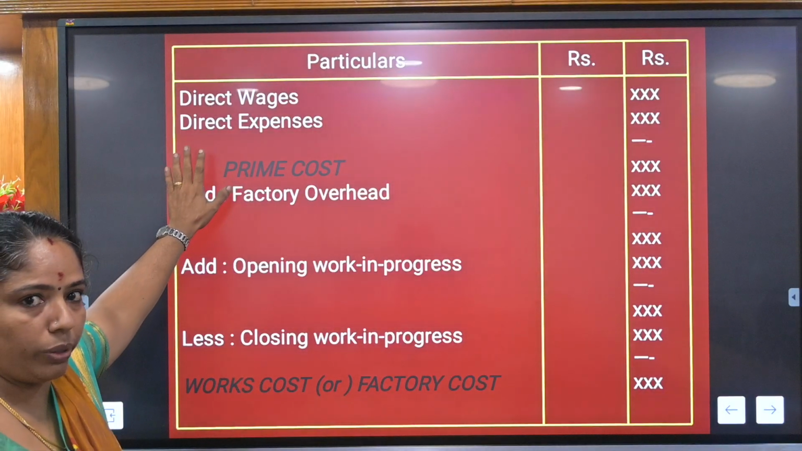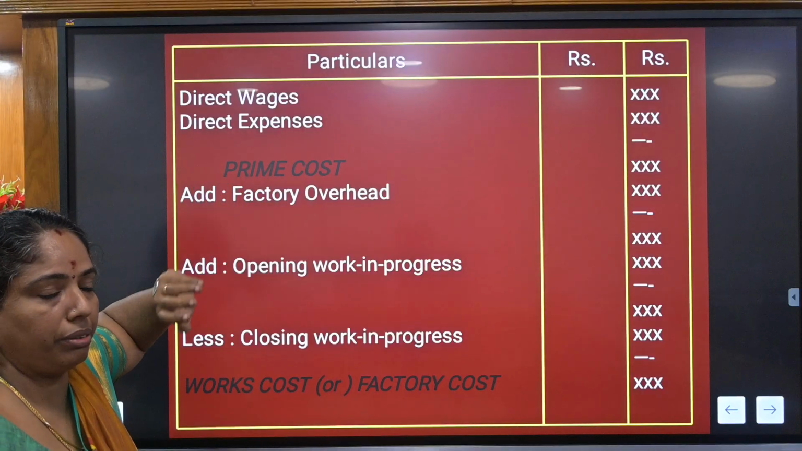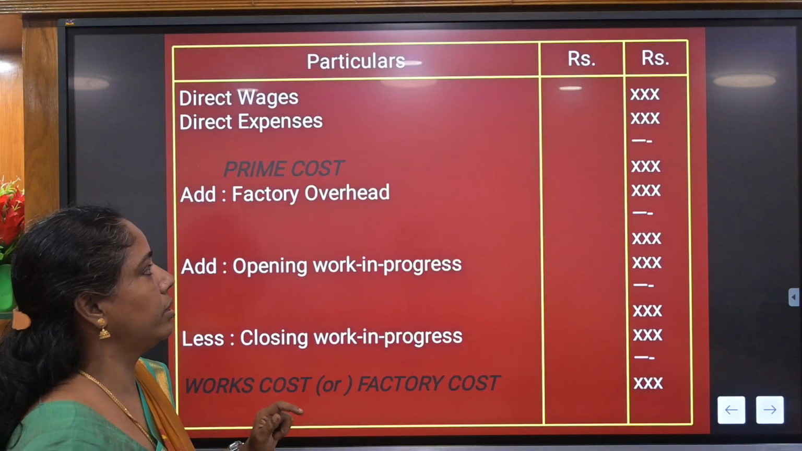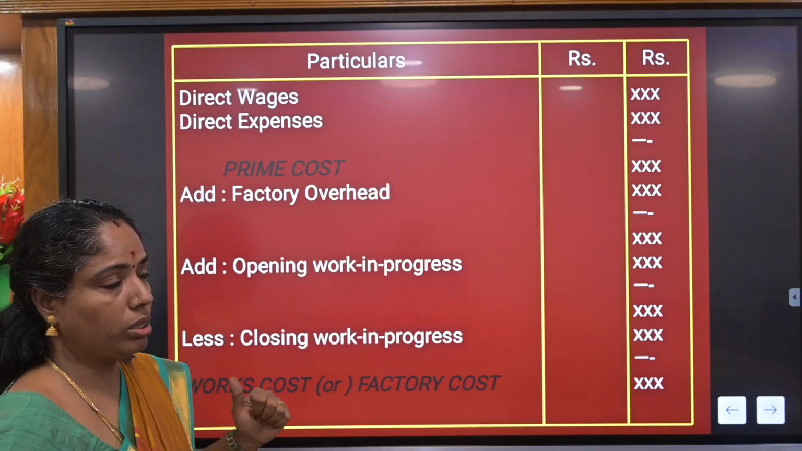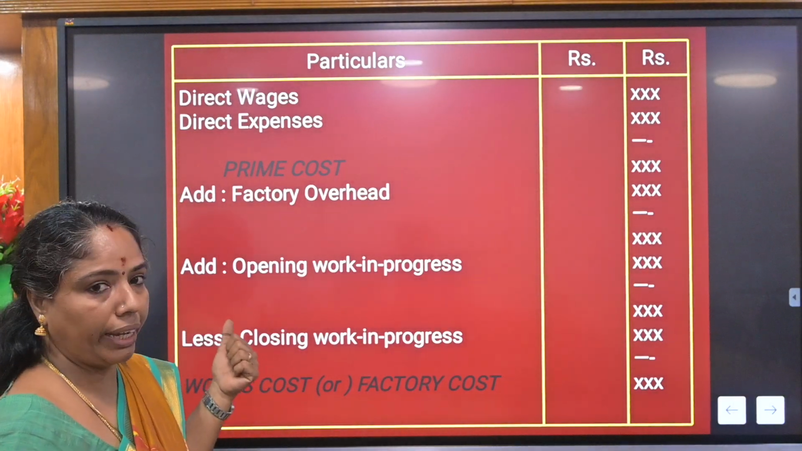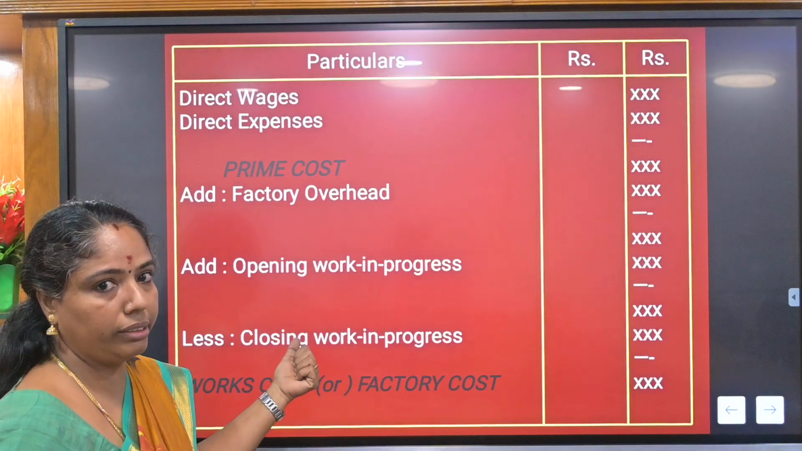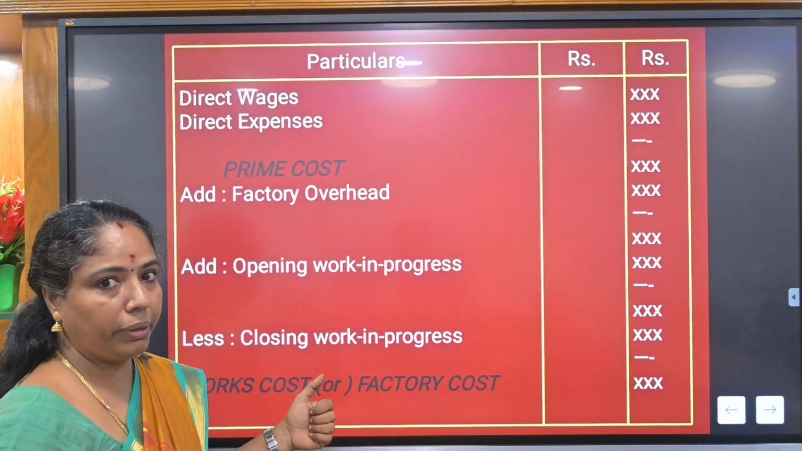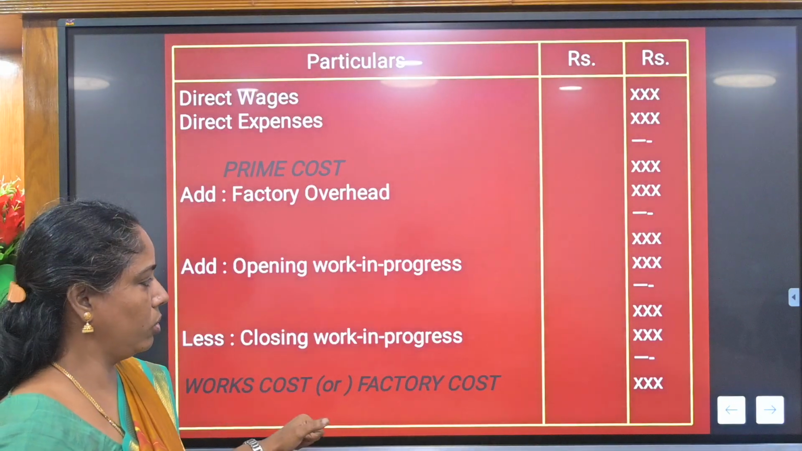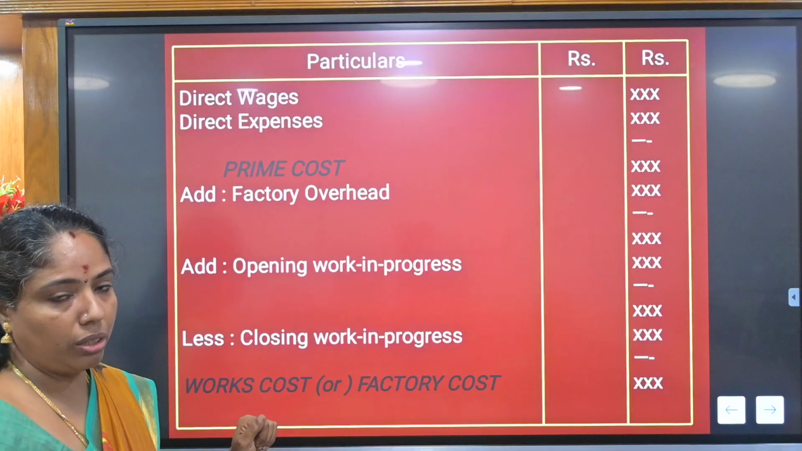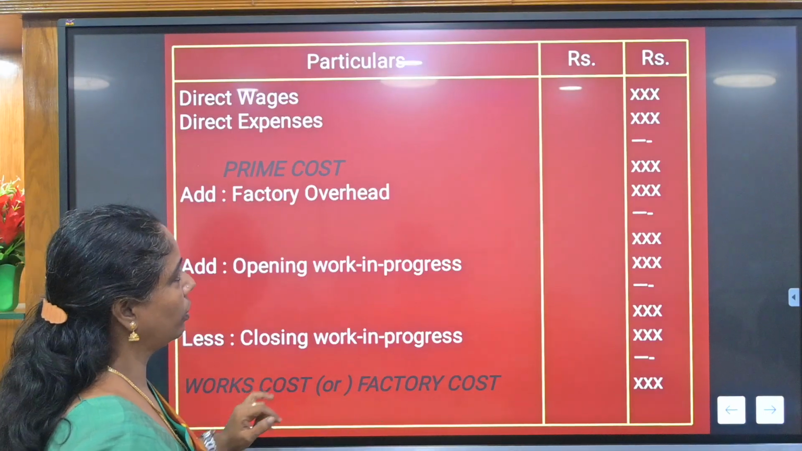So first, raw materials consumed, that answer we will find out. Next we will add direct wages, then direct expenses, and it comes to prime cost. Then further we will add factory overheads, the expenses which are related to the factory. Opening work in progress we should add, and closing work in progress we have to subtract. The final answer will be the works cost or factory cost.